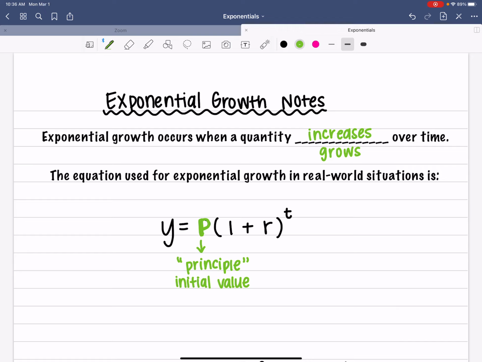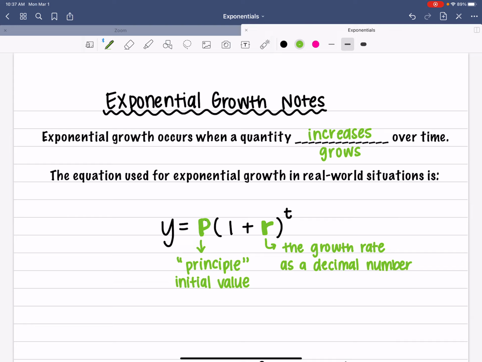R, which you might have guessed, is the rate. So in this case, it's going to be the growth rate because we're talking about growth functions. Now, when R is in the equation, it's going to be a decimal number. So we're going to do some converting between percents and decimals as we go through this lesson.